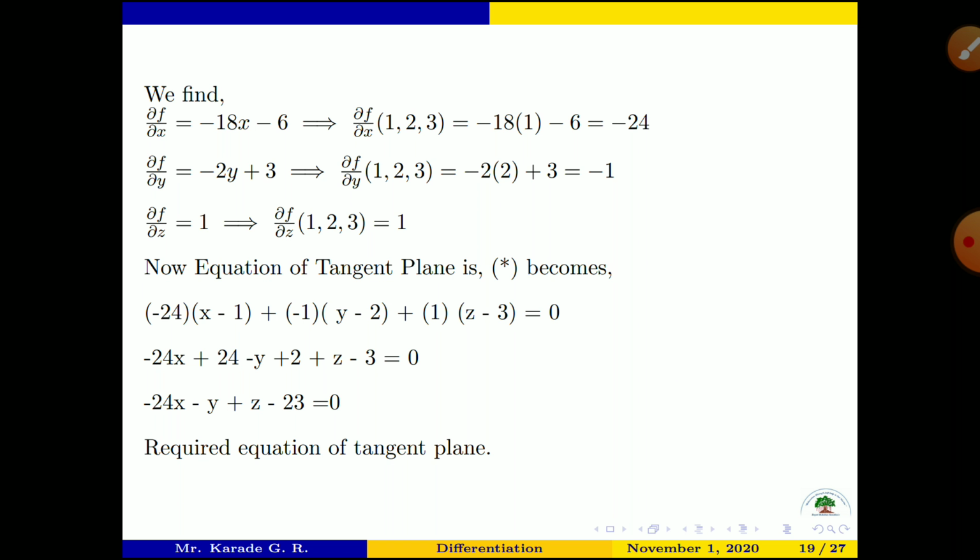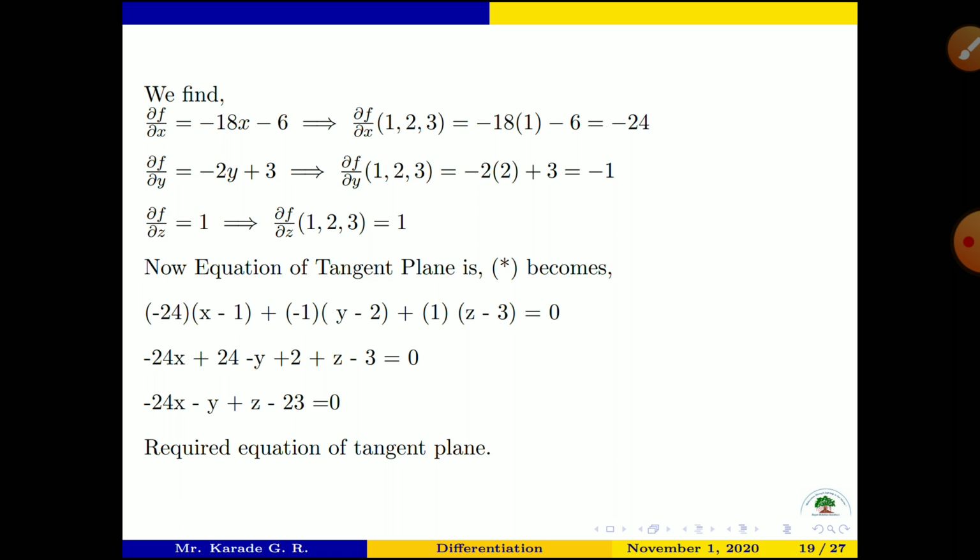We find dou f by dou x now. As function f is known to us, just find the partial derivative of f with respect to x, and that partial derivative will be equal to minus 18x minus 6, which implies the value of the partial derivative of f with respect to x at point (1, 2, 3) is equal to minus 18 into 1 minus 6, which is equal to minus 24.